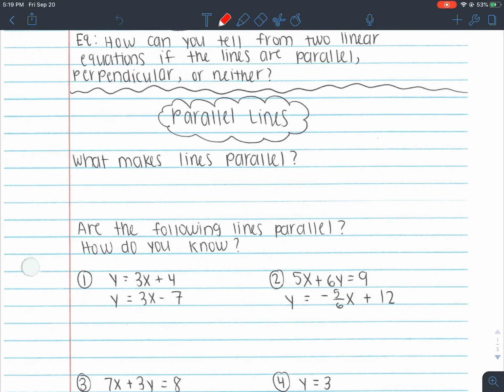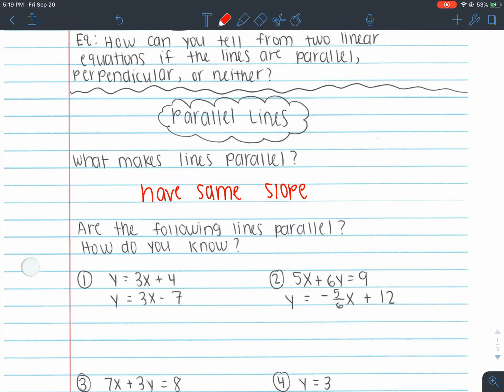So what makes lines parallel? Well, the thing that makes lines parallel is if they have the same slope. So for example, if one line has a slope of 5 and the other line has a slope of 5, they are parallel to each other. And we'll kind of see this a little bit in Desmos. I'm going to be hopping back and forth with Desmos.